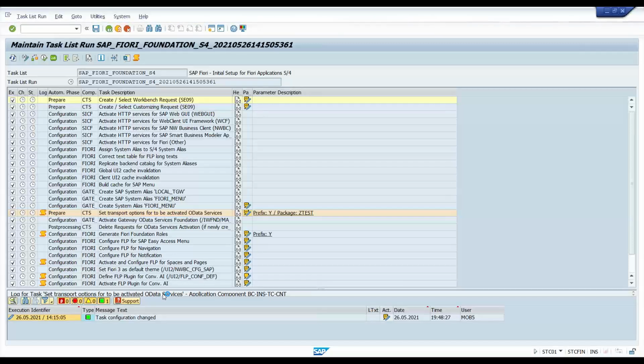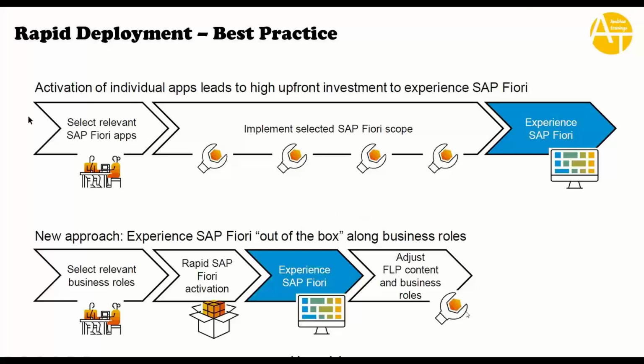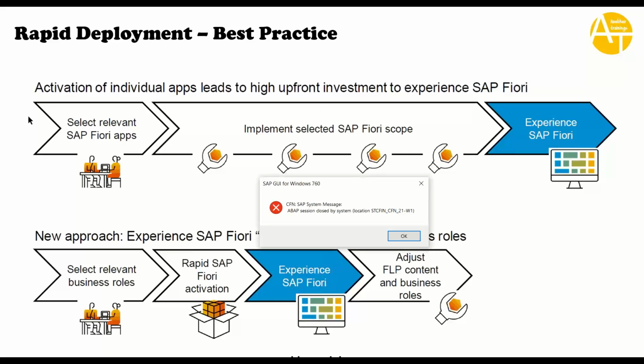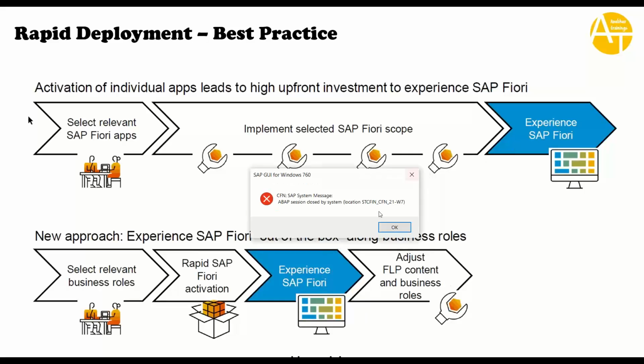Okay. And as we saw on the rapid activation deployment chart, if you can open that chart. Yeah, over here the last step is adjust FLP content and the business role. So is this a step of personalization? No, this is not personalization. This is basically we need to adapt the content. Let's say in your company, you've activated things.